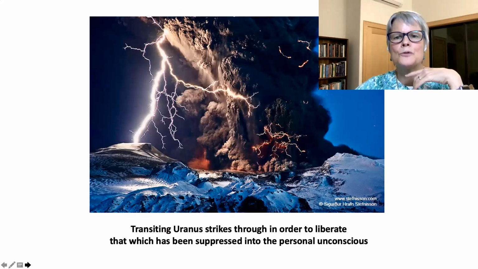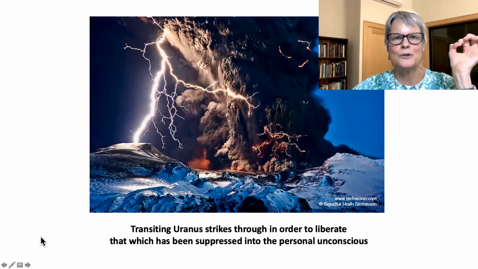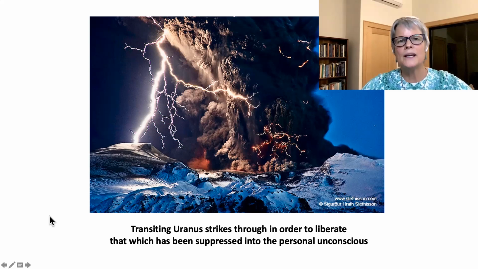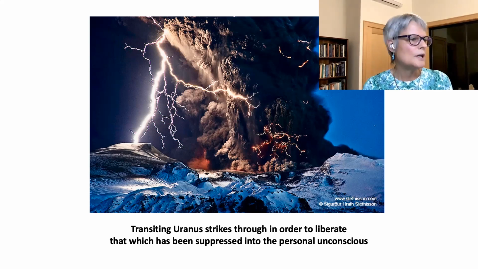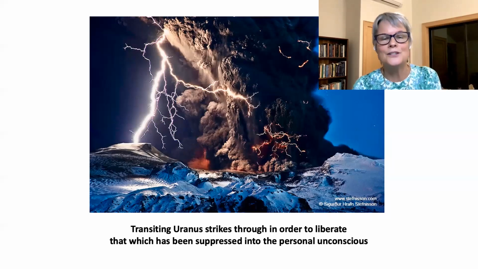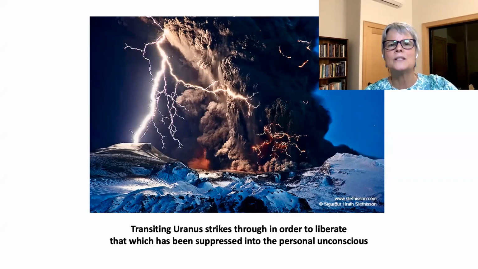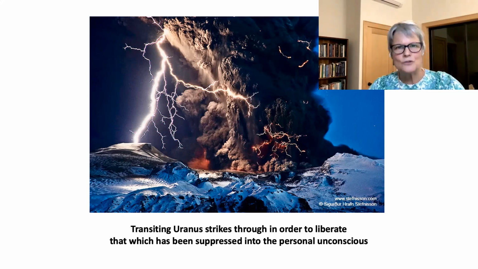Transiting Uranus strikes through in order to liberate that which has been suppressed into the personal unconscious, okay? So as you know, Uranus is the planet after Saturn. So Saturnian consciousness is the consciousness of our consensus. And it's also our conditioning, whether it's the conditioning of our family upbringing, but it's the belief systems that we were raised into, whether it was one's religion or lack of religion. It could have been atheism that one was raised into, but basically the conditioning of the environment that we absorbed as we were developing as a child. So Uranus can come in as the planet after Saturn and just really crack open the conditioning, and it tends to do so in a very sudden, shocking kind of way. But remember, the purpose of Uranus is to liberate consciousness in order to expand consciousness.